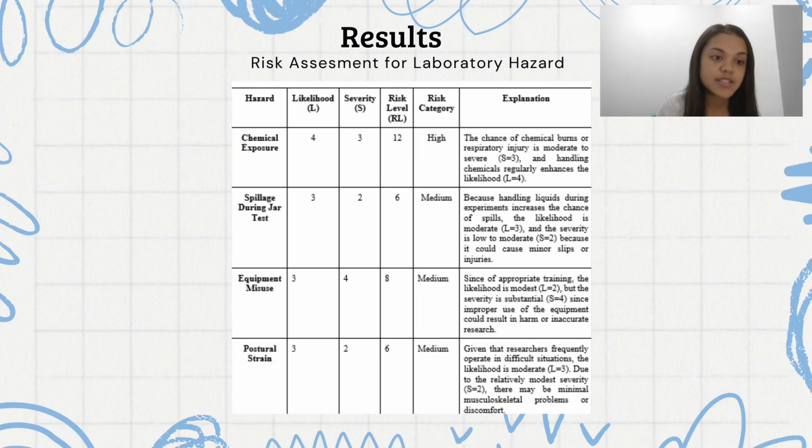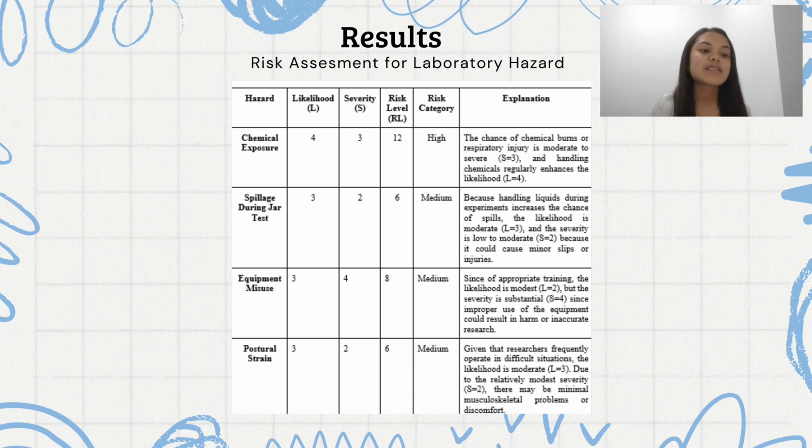Next slide is about the risk assessment for laboratory hazards. The methodical process of assessing the possible risks connected to recognized hazards is known as risk assessment. This risk assessment is used to prioritize the control measures and estimate the likelihood and severity of each danger in laboratory studies involving coagulation and sludge settleability utilizing jar tests and SVI. So here we have three essential steps usually involved in risk assessment.